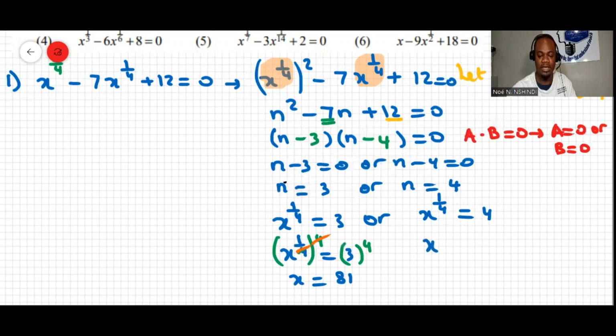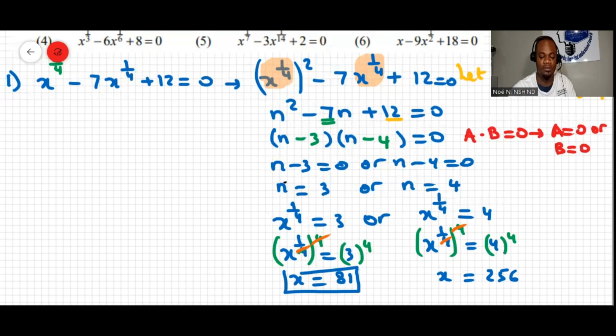There it's x to the power of a quarter equals 4. So I raise this part to the power of 4, and also the other side to the power of 4. We know that this cancels, and we're left with x equal to 4 to the power of 4, which is 256. So those are the values of x. x is 81 or x equals 256.